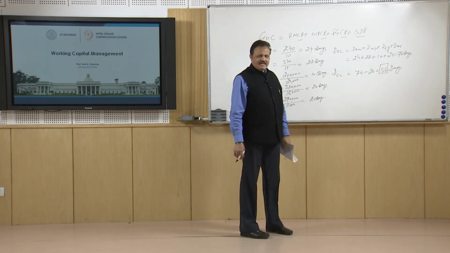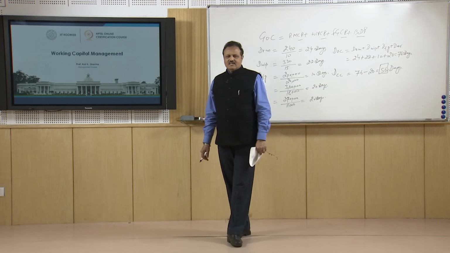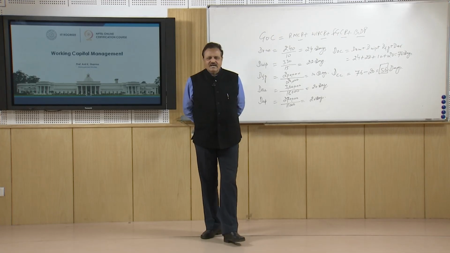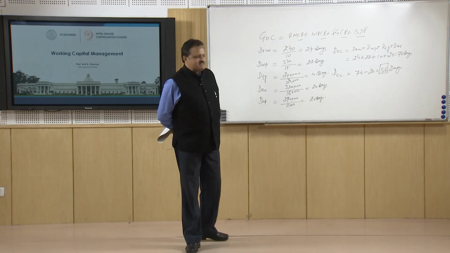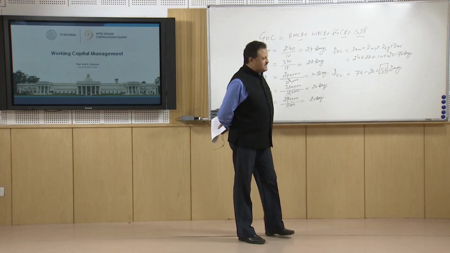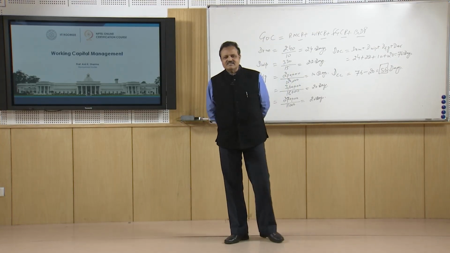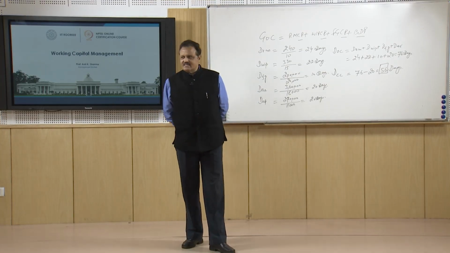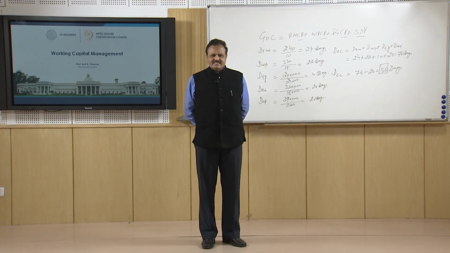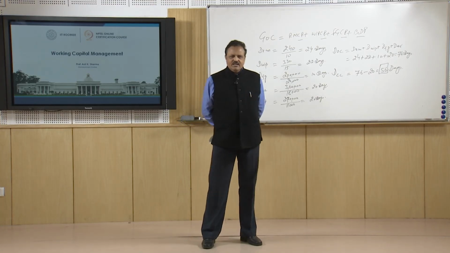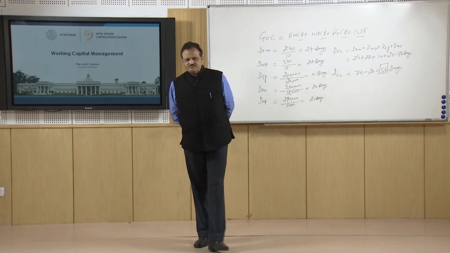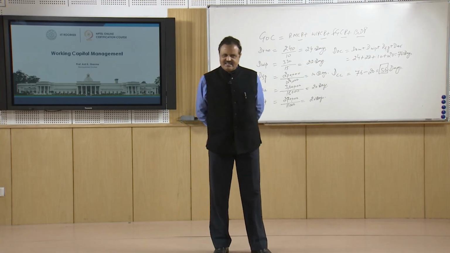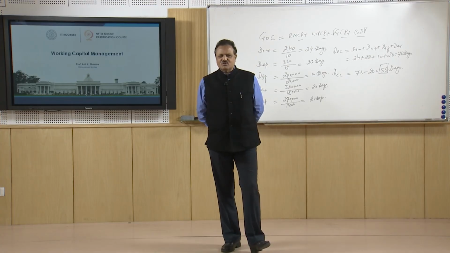Now the limitation of this simple operating cycle is that it gives equal importance to all the levels. Maybe it is the raw material conversion stage, or the WIP conversion stage, or the finished goods conversion stage, or accounts receivables, it gives equal importance to all. Whereas if you talk about the total selling price or the total cost of goods sold, in that the composition of raw material is much larger as compared to the other input costs.